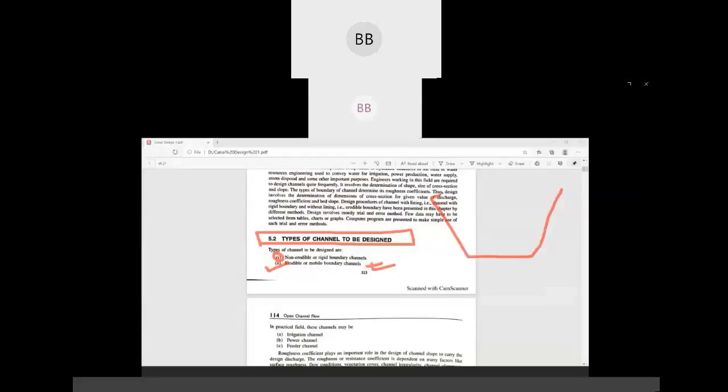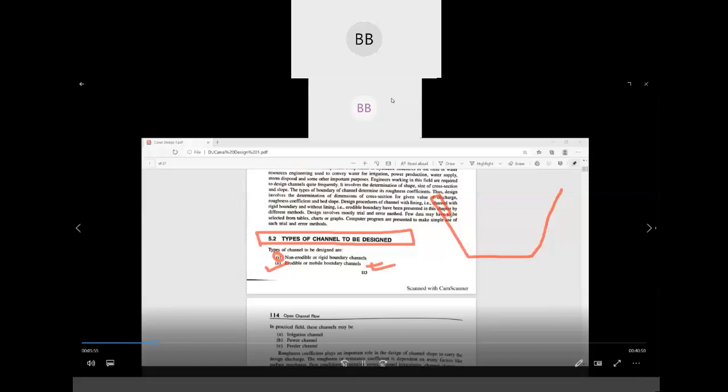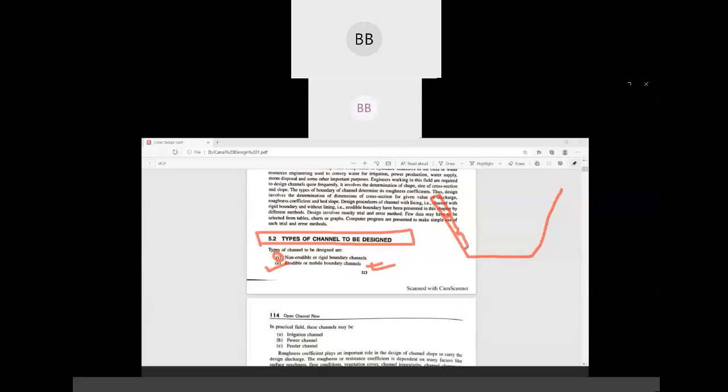So if you lay down some brick, or you can say brickwork, if we lay down some brick and then we do plaster, then this channel becomes non-erodible and rigid boundary. Now this boundary of the channel is rigid. So this is called lined canal.